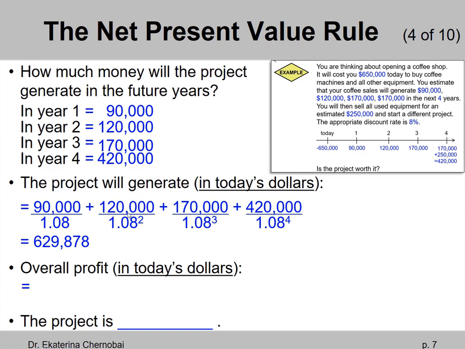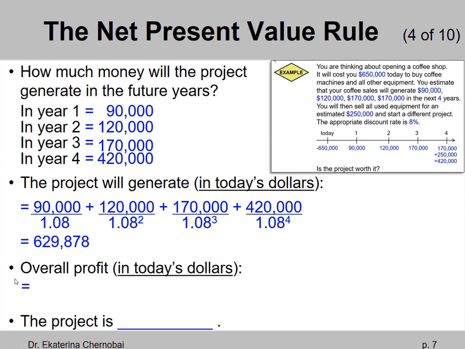The second year's profit, $120,000, is divided by 1.08 squared, right? Because it's 2 years in the future. And so on. The third year's number is discounted back by 3 years, so the power attached to 1.08 is 3. And the fourth year profit of $420,000 is divided by 1.08 to the fourth power.